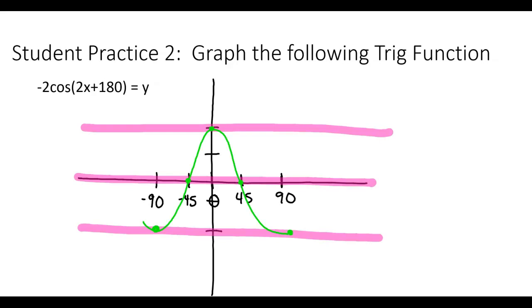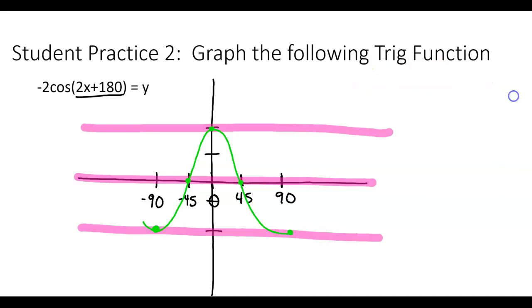All right, guys. So there's the answer for student practice 2. One thing you want to make sure you got right is those angles. Did you get -90, -45, 0, 45, and 90? We get those by setting the 2x plus 180 equal to 0, 90, 180, 270, and 360. And once you set that equal to those and solve, you get the 5 results that you have on the graph over there.